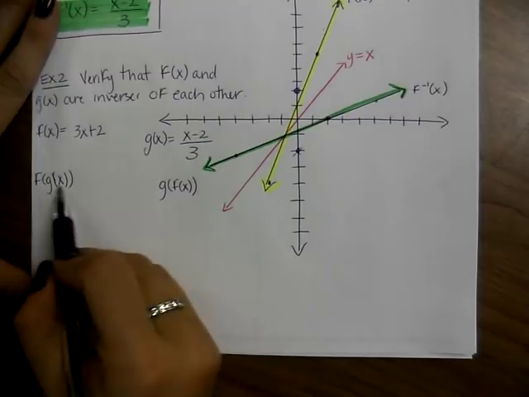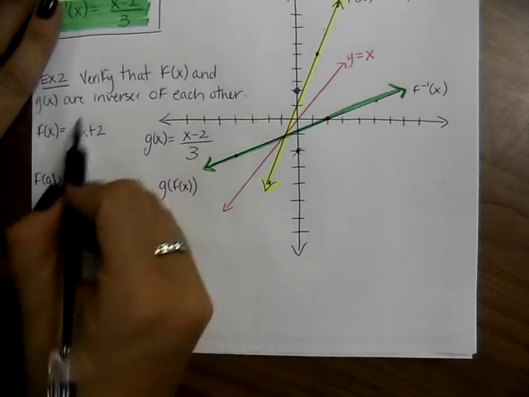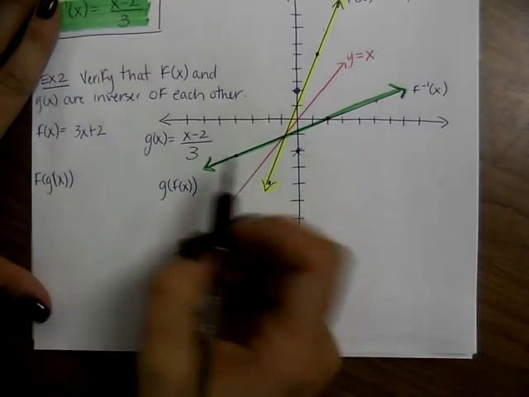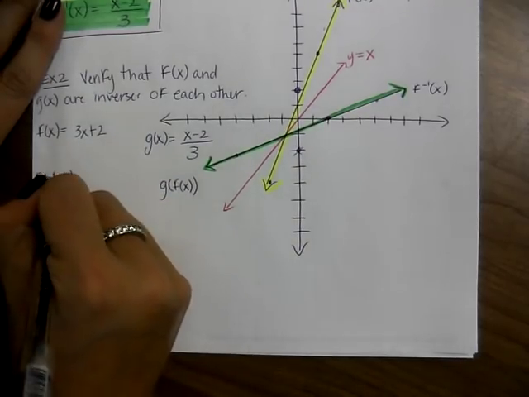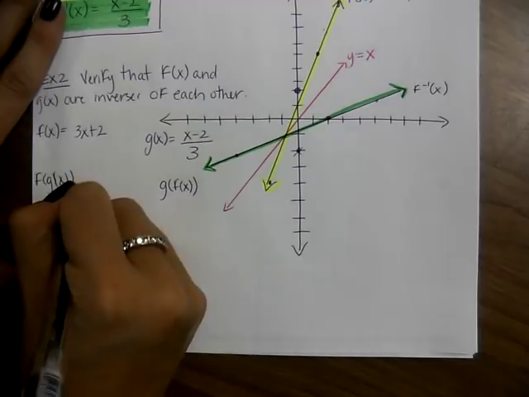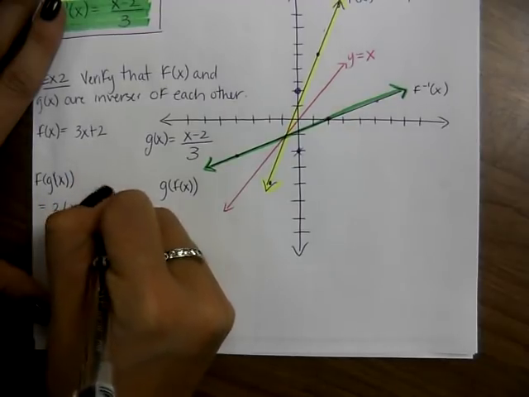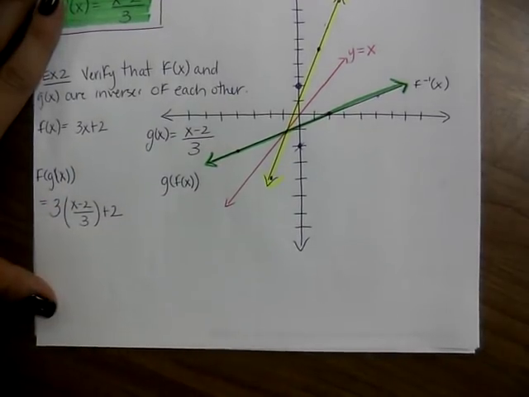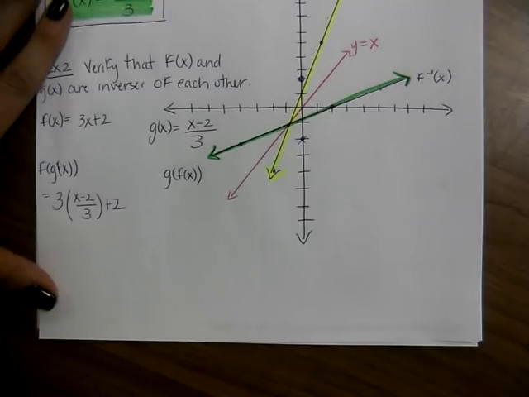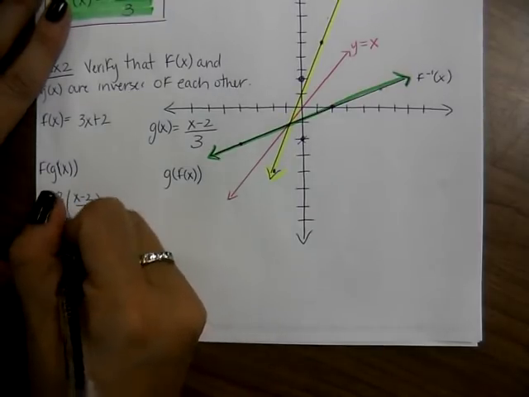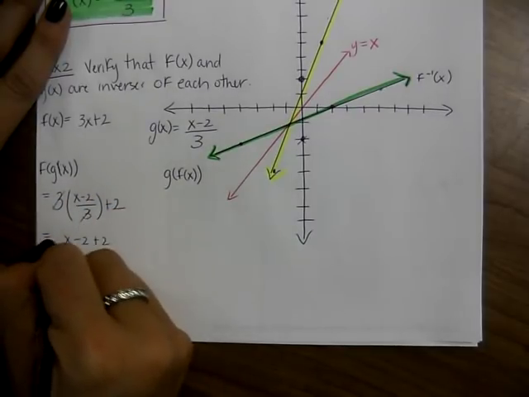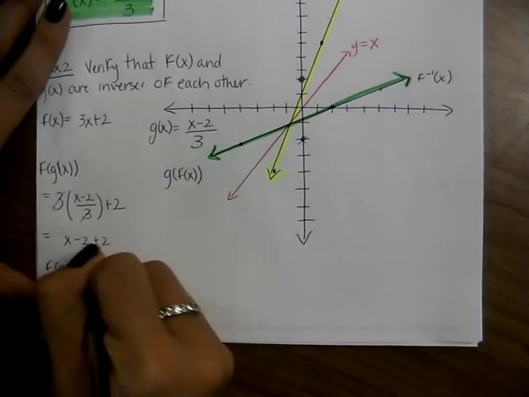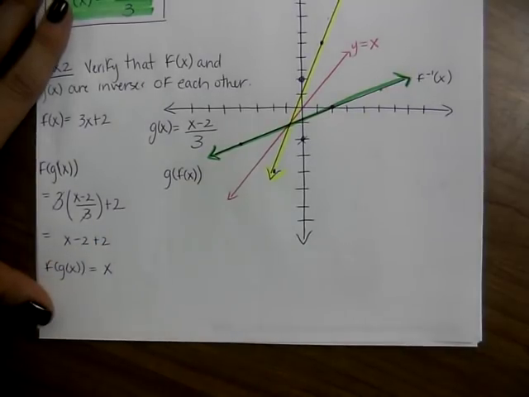So remember, to find f of g of x, you take g and you plug it into f. So everywhere I see an x, I have to put (x minus 2) over 3. So this is like what we did yesterday. So I have 3 times the quantity (x minus 2) over 3, plus 2. Well, what happens here with our 3's? They cancel, and we get x minus 2 plus 2. So f of g of x equals x.